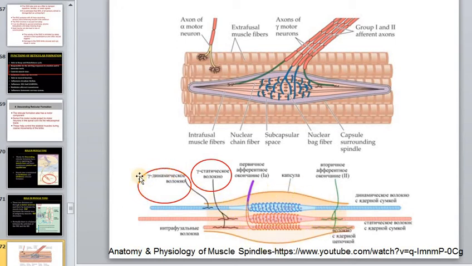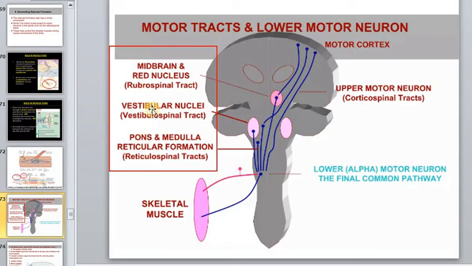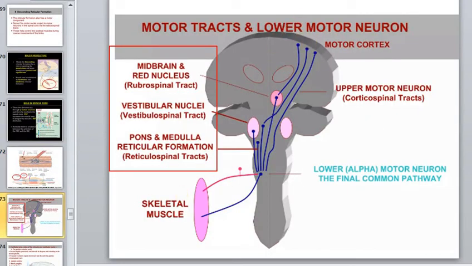In general, we have the two parts of these fibers: gamma dynamic fibers and static fibers. I hope you remember how the muscle spindle works and how it is built. Here we see the two types of these fibers, and I leave these links if you don't remember how it works. And here we see the tracts that move these signals from this muscle spindle to the cortex.